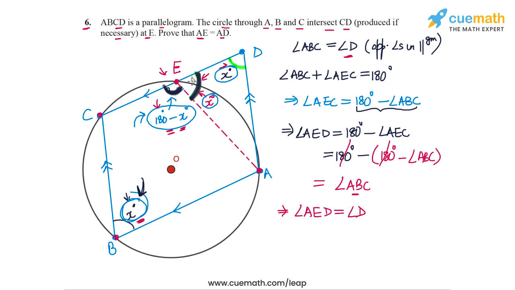So what we have basically done is shown that angle AED, this angle, is equal to angle D, and this means that the sides opposite these angles must be equal. So the side opposite angle AED in triangle ADE is AD, and the side opposite angle D in triangle ADE is AE. So AD is equal to AE, which is what we had to prove. So this completes question 6.